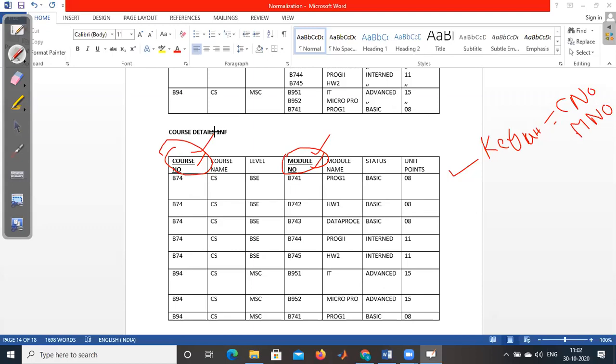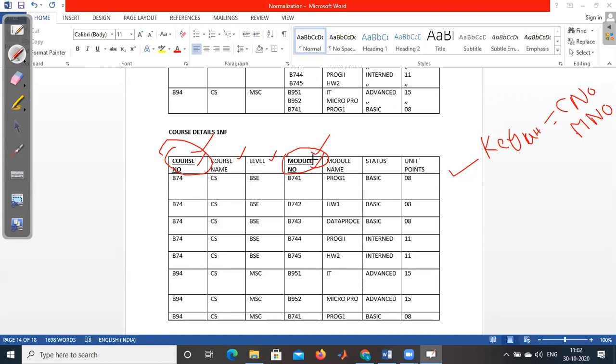Now we have to check whether this table is in second normal form or not. According to second normal form, all non-key attributes should be fully dependent on primary key attributes. So what are the non-key attributes? Course name is a non-key attribute, and level is also a non-key attribute. If you know the course number, you can find the course name and course level.